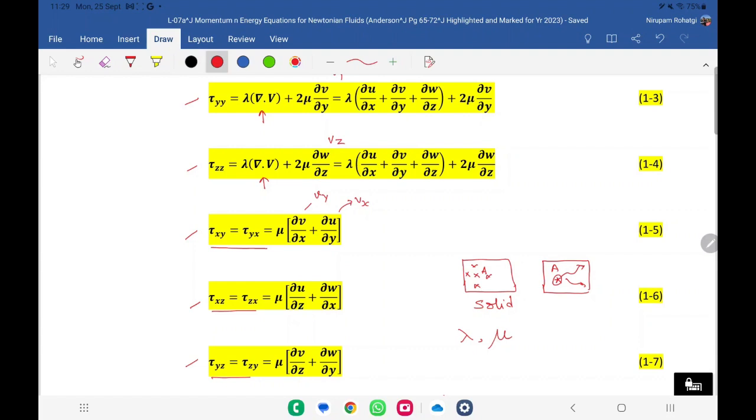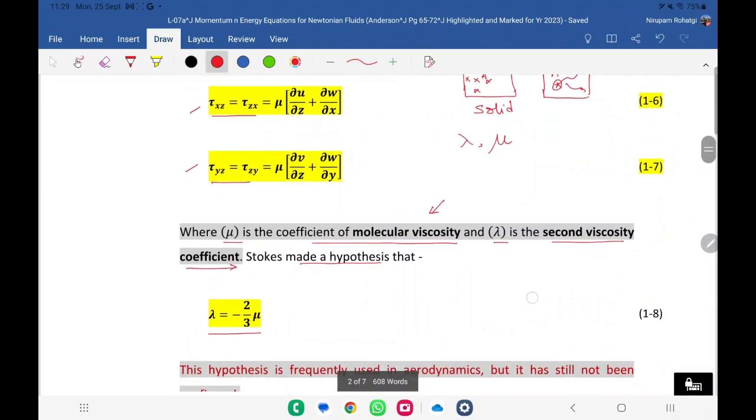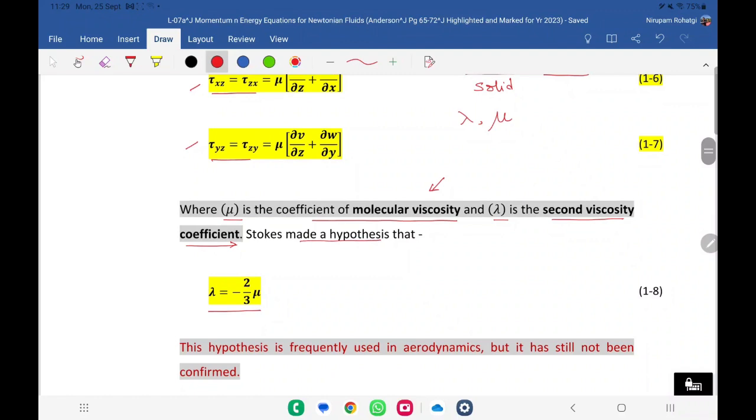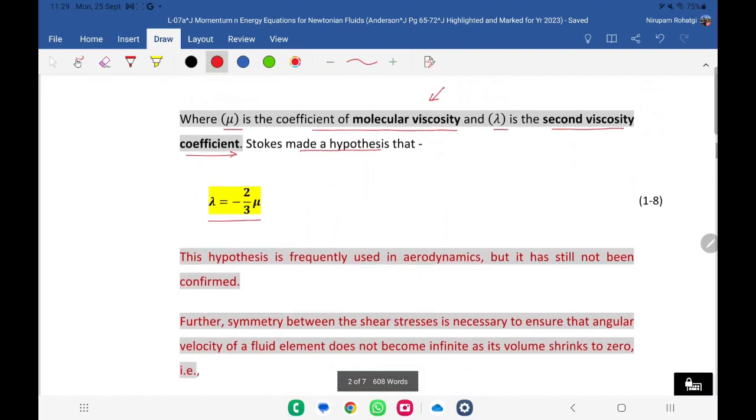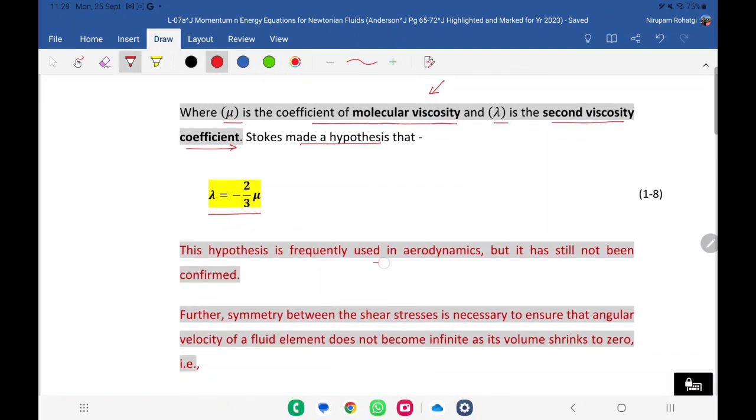U can be there 10 times, it is not 10 variables, it is only one variable. So the tau have gone, and u, v, w, lambda and mu have come. And once you say that lambda is a function of mu, lambda is also gone. And mu is a property of the fluid, so that is known beforehand. So all the tau i's are gone. Now this hypothesis is frequently used in aerodynamics, but it has still not been confirmed.